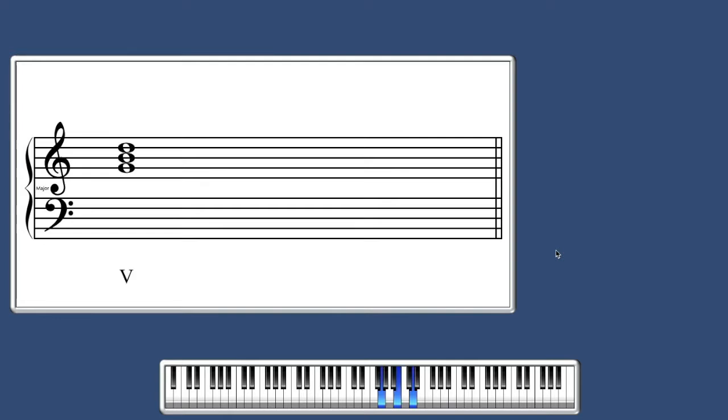So as you can see in chord 5 and chord 7, we have 2 of the notes being shared.